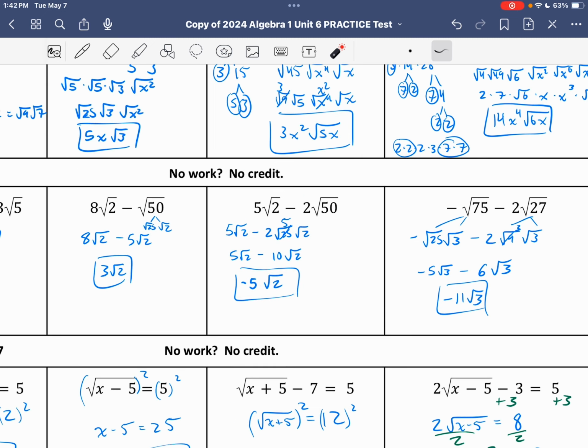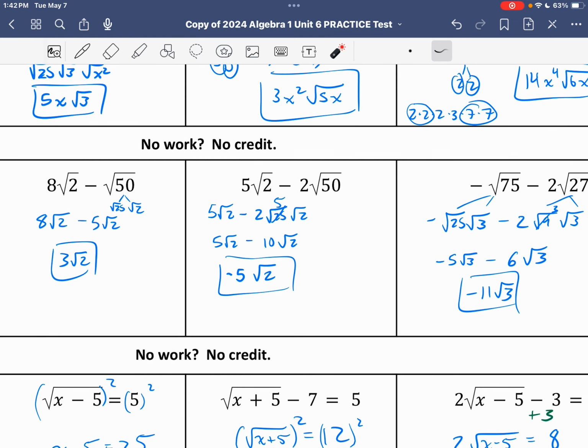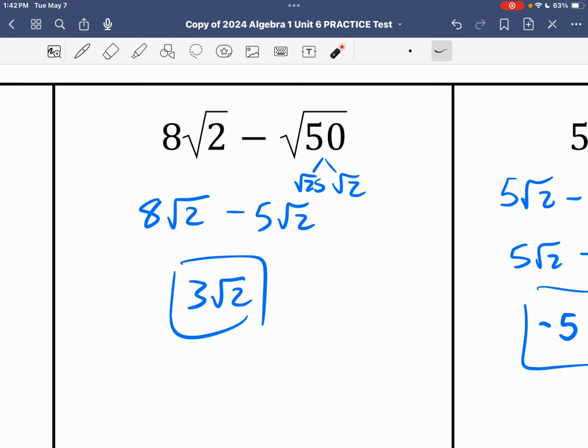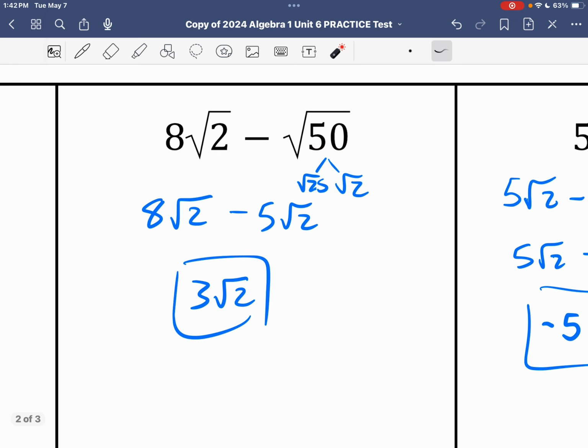All right, let's look at the next one. Now in this one, we're adding and subtracting terms that have square roots. If they don't have the same square root, you can't subtract them or add them together. Okay, but this one can be simplified. I know from experience that the square root of 25 divides 50. If I multiply 25 by 2, I get 50. And the square root of 25 is a perfect square. So that becomes a 5, which is why you see a 5 right here.